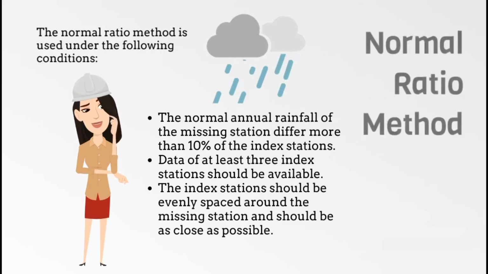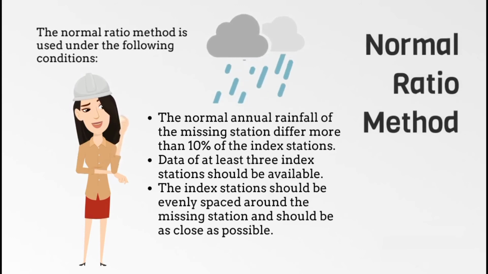The normal ratio method is used under the following conditions. The normal annual rainfall of the missing station differs more than 10% from that of the index stations. Data of at least 3 index stations should be available, and the index stations should be evenly spaced around the missing station and should be as close as possible.